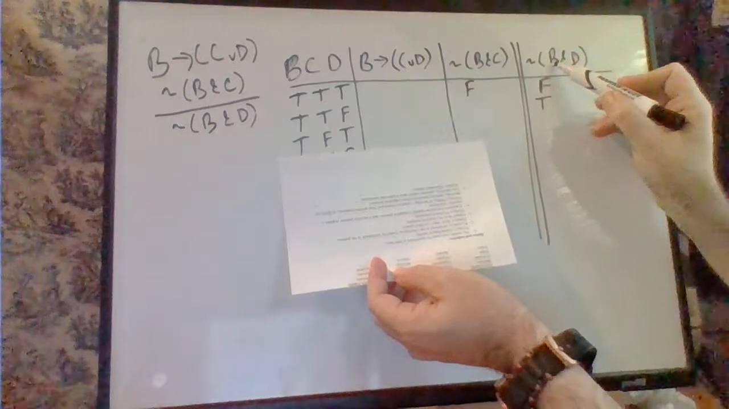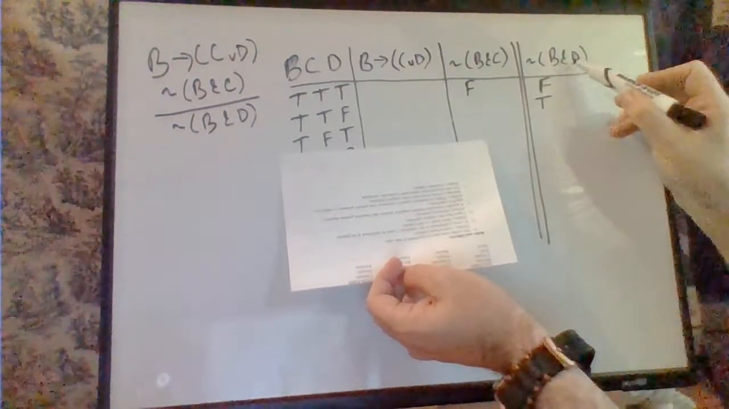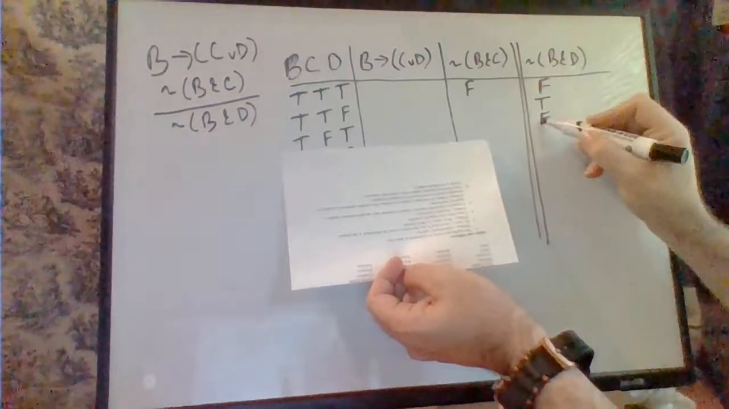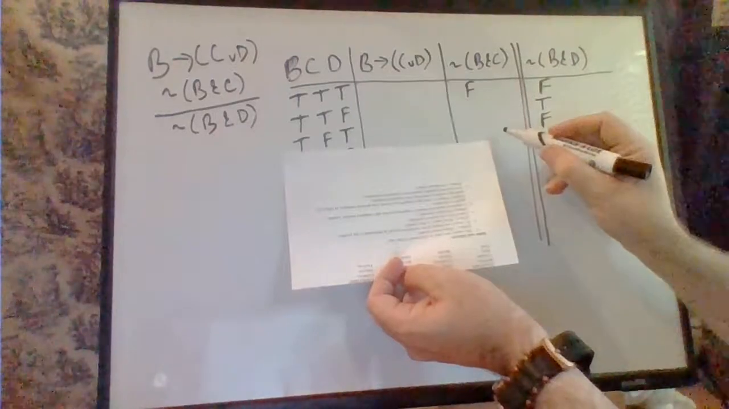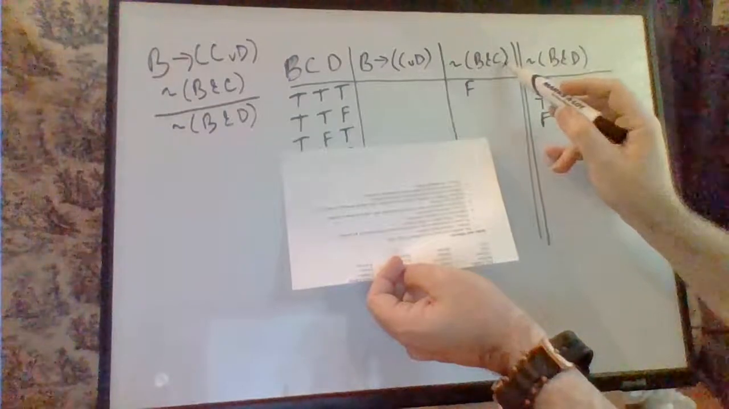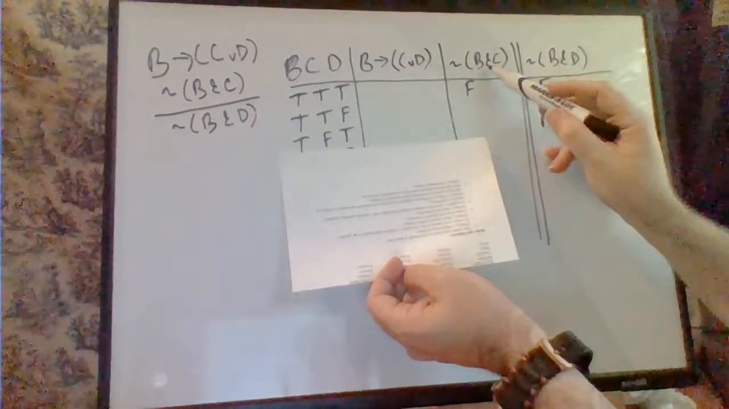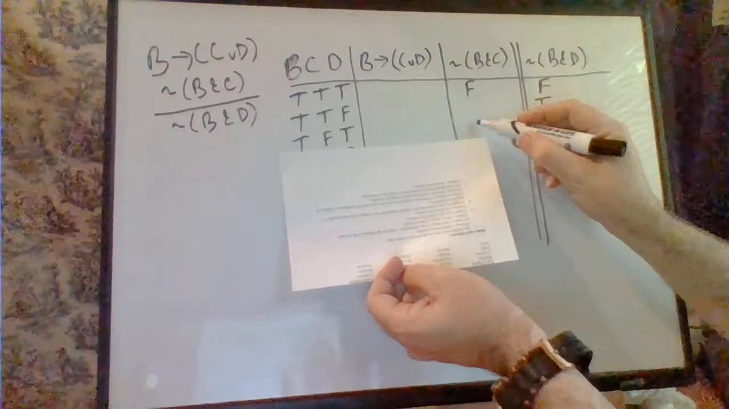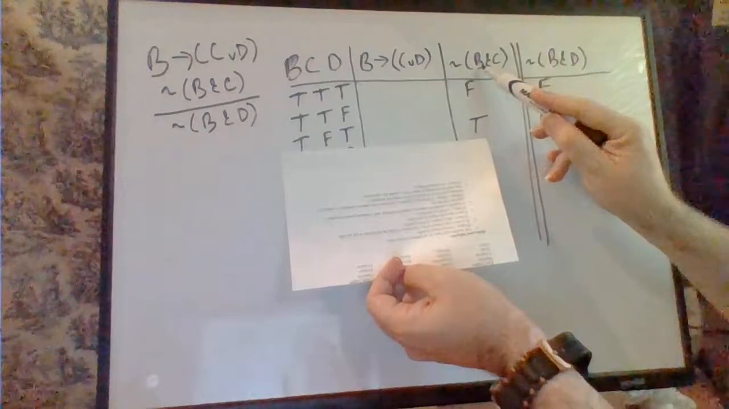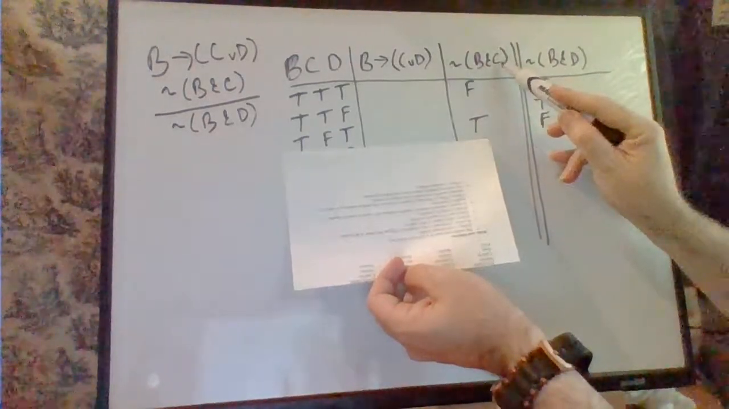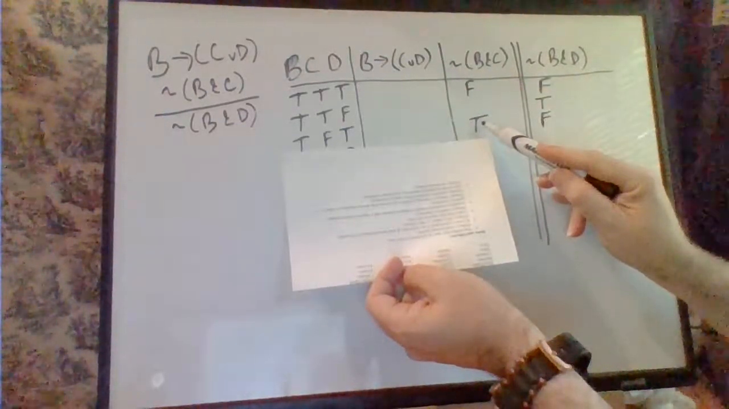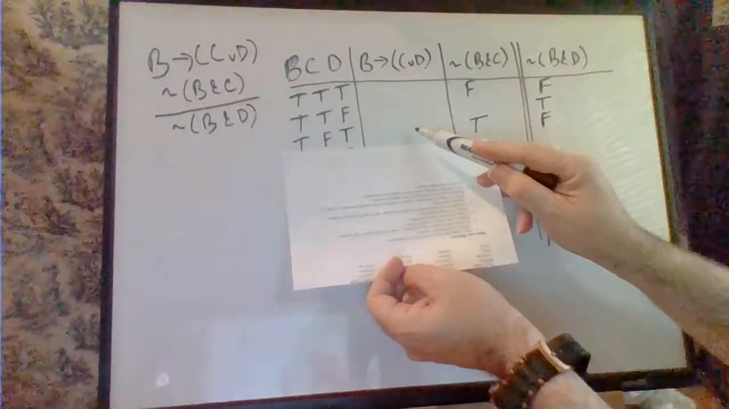Line 3, B is true, D is true. True, true with the ampersand is true. Negate that true, it becomes false. So here's another possibility. We've got a false conclusion. So what about the premise? Not B and C. B is true, C is false. True, false with the ampersand is false. Negate that, it becomes true. We do that again. So B is true, C is false. True, false with the ampersand is false. Negate the false, it becomes true. So this is a possibility, so now we'll look at this one.